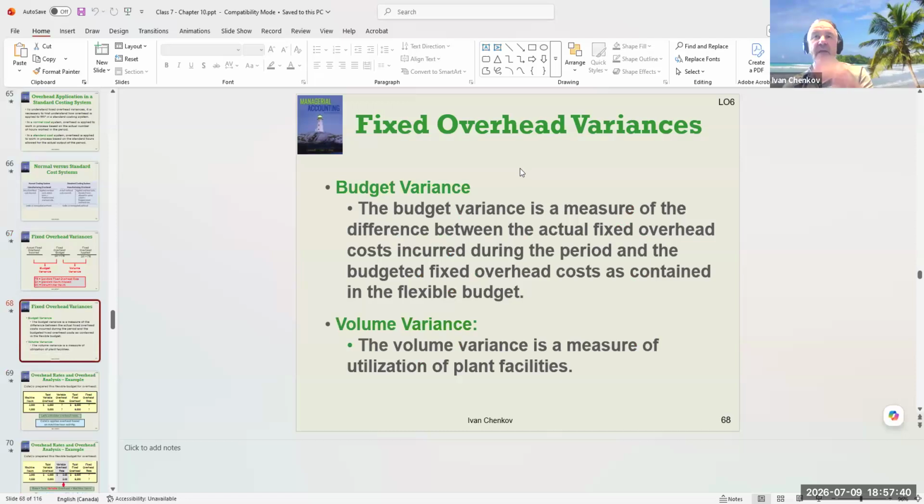Now again, the fixed overhead variances will be the budget variance and the volume variance. The budget variance, again, is going to measure the difference between the actual overhead applied as a cost during the period versus the budgeted fixed overhead cost as a number. The volume variance will be the interesting part. The volume variance is going to tell us how well we're utilizing the available capacity that we have, which we're using to measure our allocation base for the denominator in the predetermined manufacturing overhead formula.